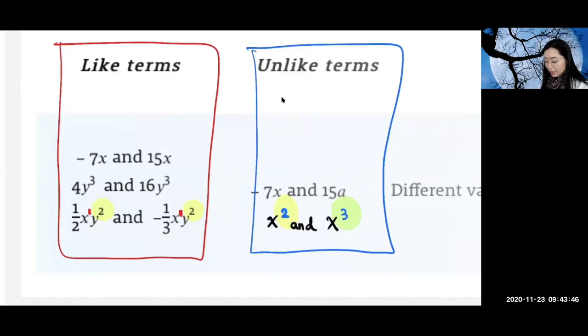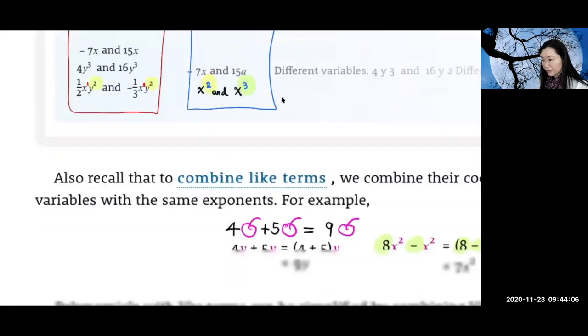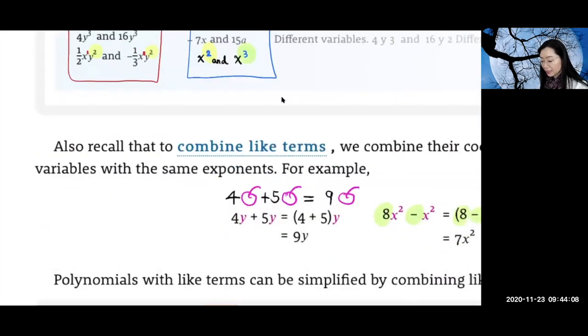Okay. What about these two? These two are not like terms because they have different variables, x and a. These two are not like terms because the exponents on the variable here are different. This one is 2, this is 3. Now for like terms, we can combine them, right? Like term is like the same kind of thing.